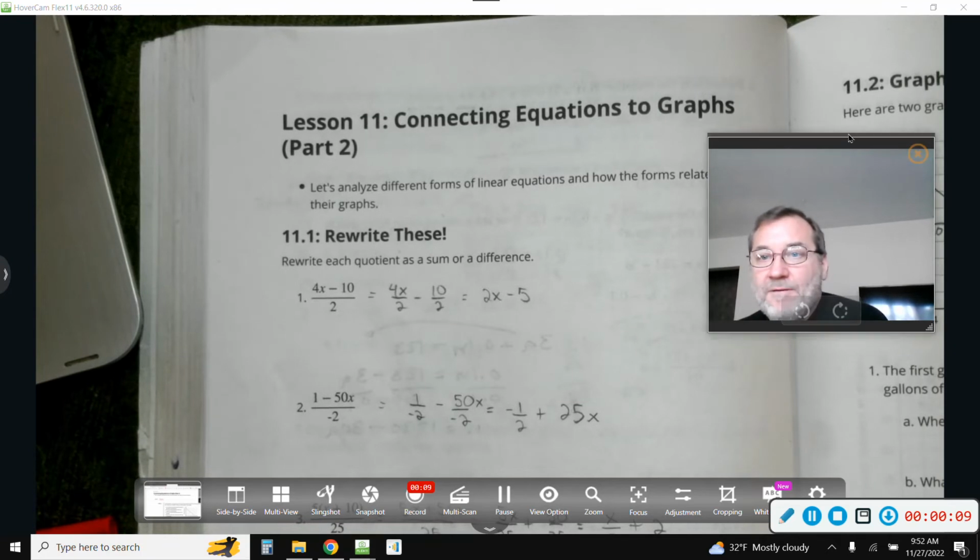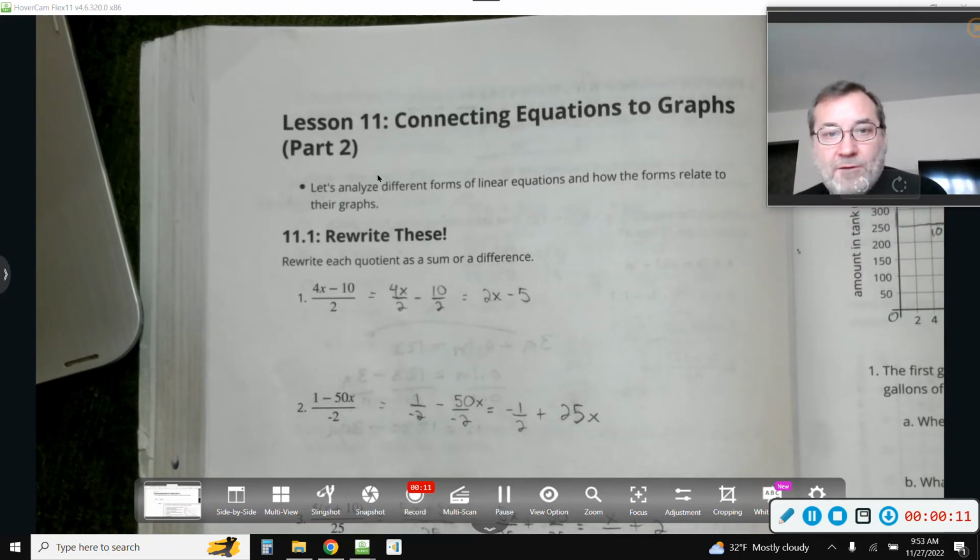Let me move my face out here a little bit. Alright, so we're going to go ahead and start on this. They want us to start out here with rewrite these. Rewrite each of these quotients as a sum or difference.